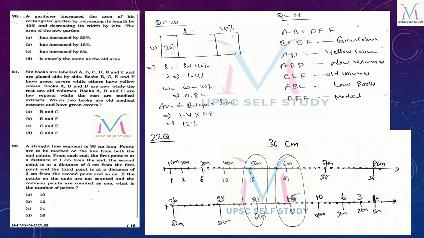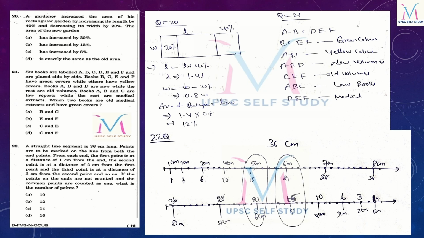Points are to be marked on the line from both the end points. So from the 36 centimeter long scale, the question is that points should be marked from both ends. In the explanation, these two line segments should actually be drawn on one scale, so it would be confusing. To make you understand clearly, I have drawn the points on two sides: one from one side and the other coming back from the other side.